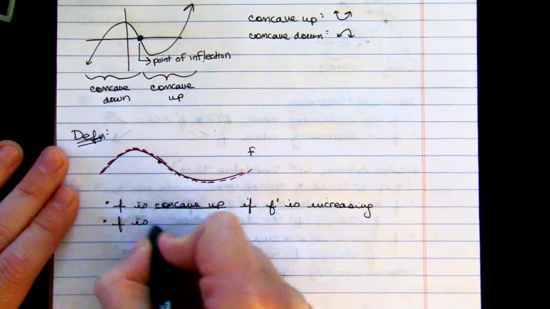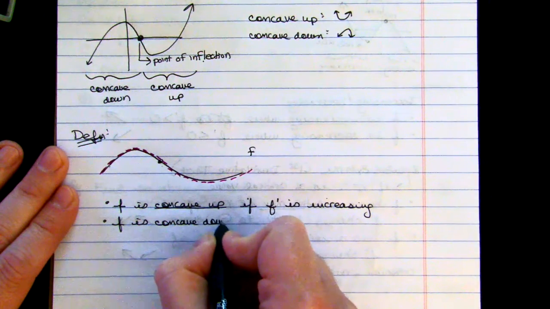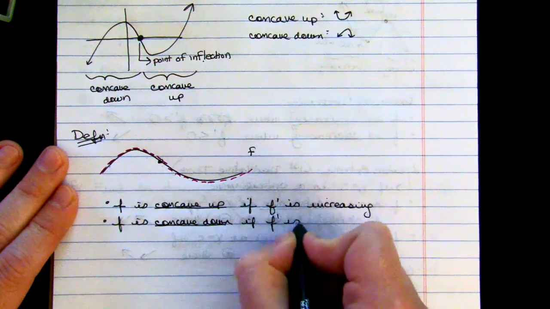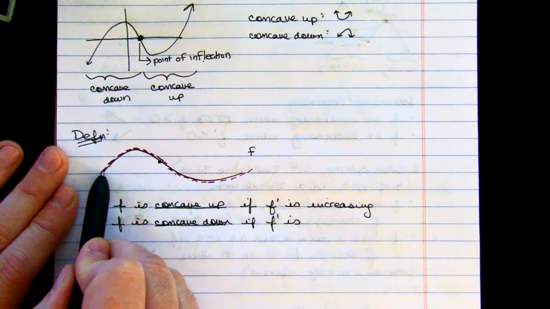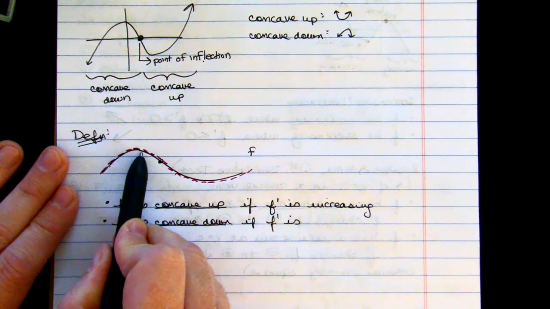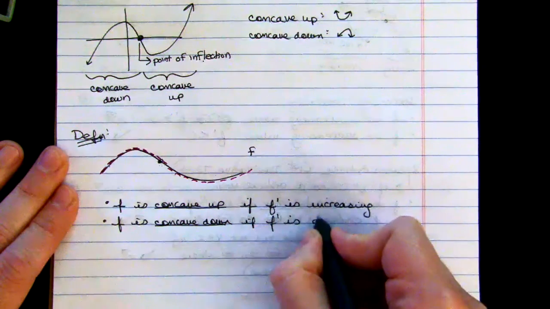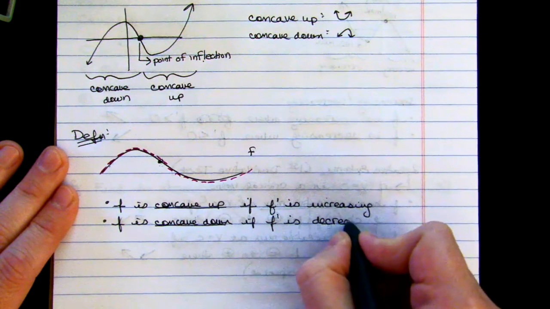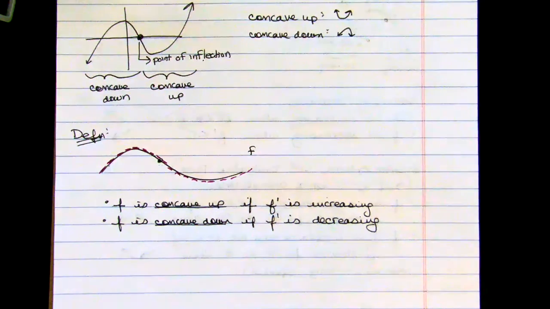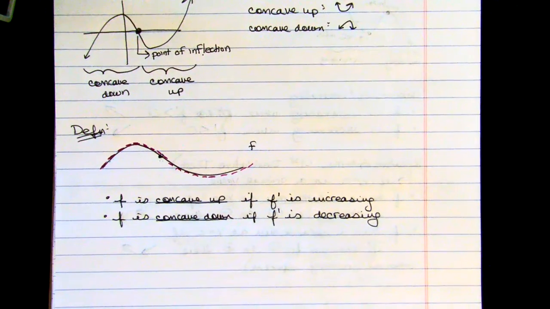Similarly, f is concave down if f prime is positive slope, a little less positive slope, a little less, 0, small negative, bigger negative, bigger negative. If f prime is decreasing, if our slopes are decreasing, we are concave down. That's our actual definition. Take a moment, get that copied down.